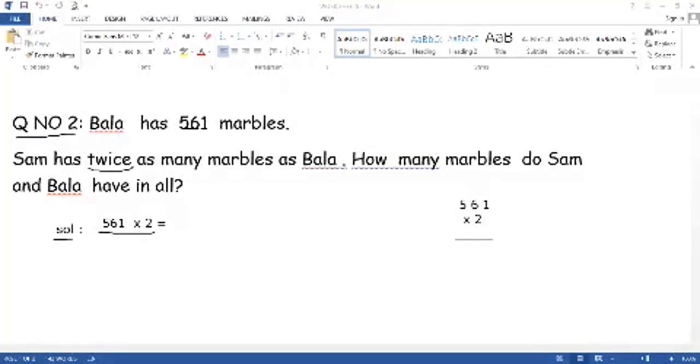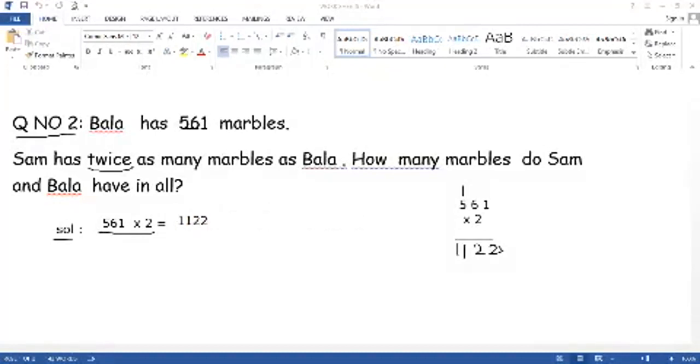2 ones are 2, 2 sixes are 12. So you write down 2 over here and 1 will be carried on. 5 twos are 10, and then 1 plus the answer is 11. See, the answer is so interesting. It's 1122. 1122 is your answer.